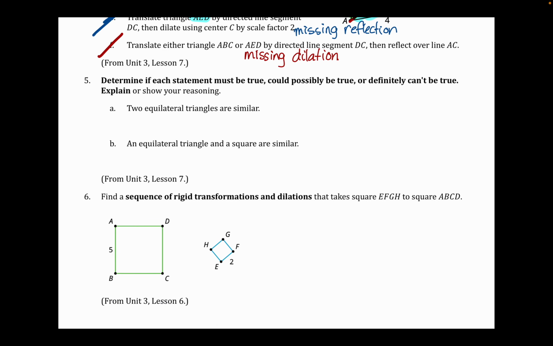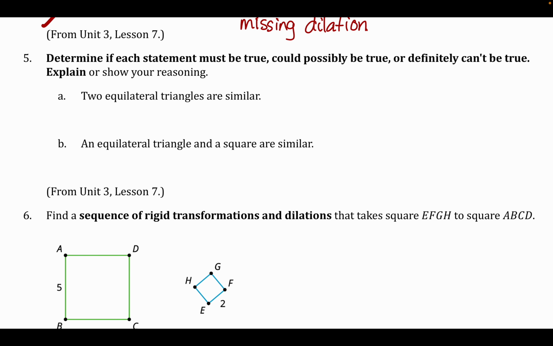Okay, question 5. Determine if each statement must be true, could possibly be true, or definitely cannot be true. And then we want to explain or show our reasoning. Okay, two equilateral triangles are similar. Well, the answer to that one is it has to be. So we would say must be true, because it will be true for all equilateral triangles. They will have all sides equal. And all of the angles of an equilateral triangle are 60 degrees.